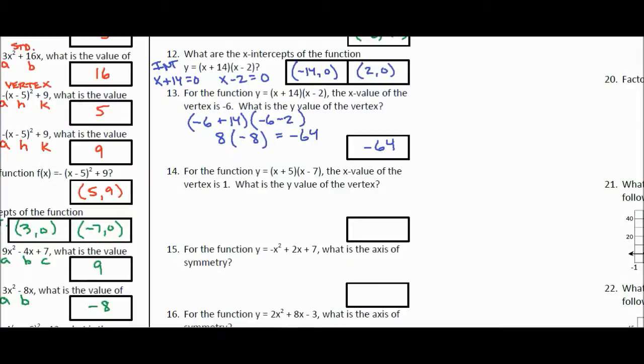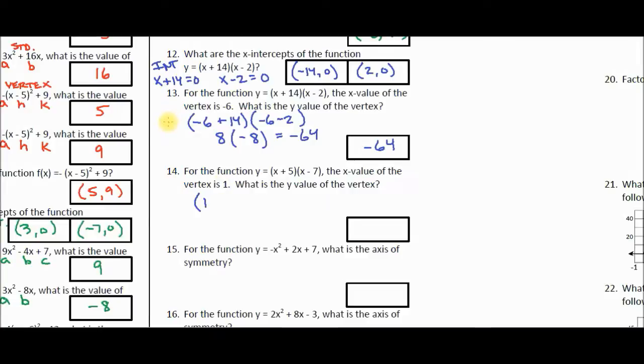Let's take a look at this again. Same one, number 14. For the function y equals (x plus 5) times (x minus 7), the x value of the vertex is 1. What is the y value of the vertex? I forgot to note up here, class, even though it doesn't matter. This is intercept form, but no matter what form it was, if they gave you the x value of the vertex, you just plug it in to get the y value. Same thing here. We're going to plug in our x value of 1.